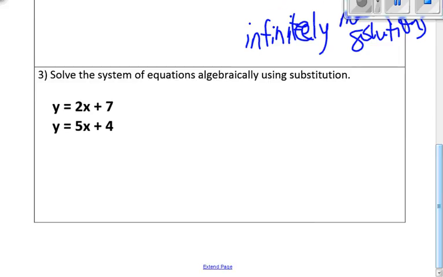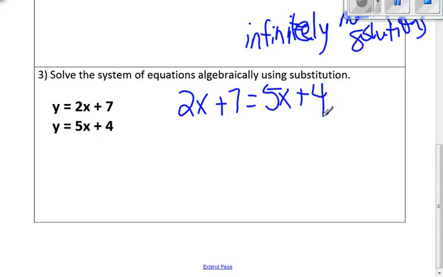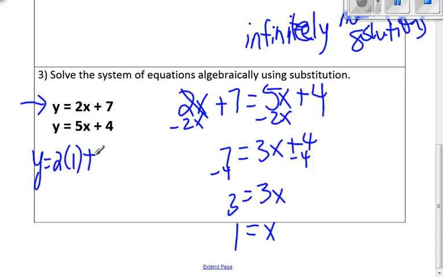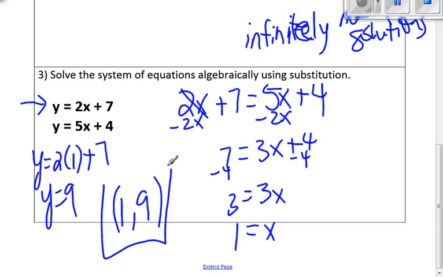Okay, number 3, this is the type of substitution problem that we started with that you guys are the most used to. If they're both equal to y, you can set them equal to each other by doing substitution. Minus 2x from both sides. 7 equals 3x plus 4. Minus 4 from both sides. 3 equals 3x. X equals 1. Once you have that, pick an equation, substitute it in, and you see that y equals 9. 1 comma 9.